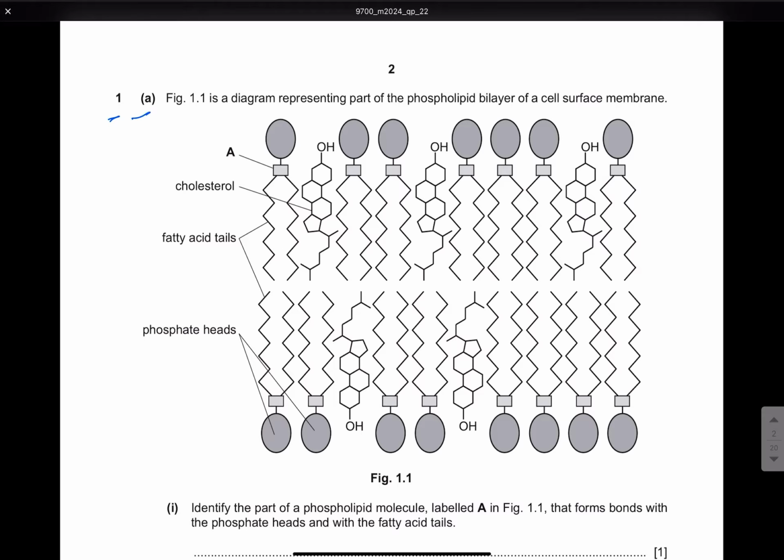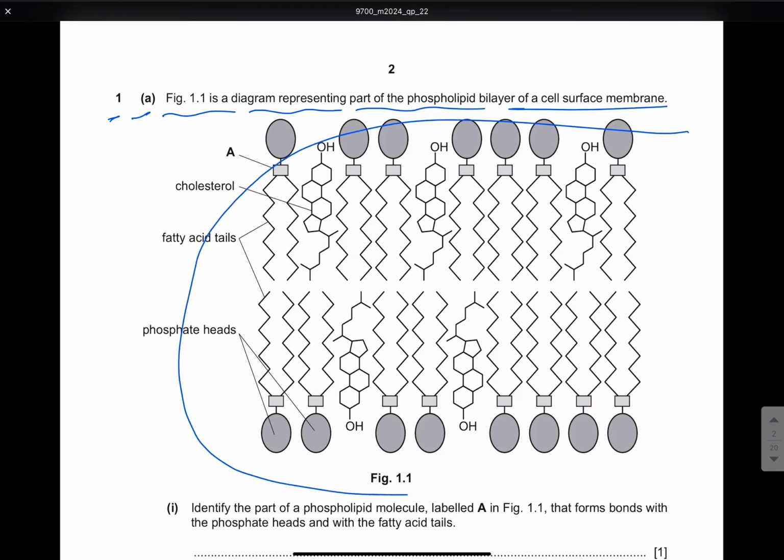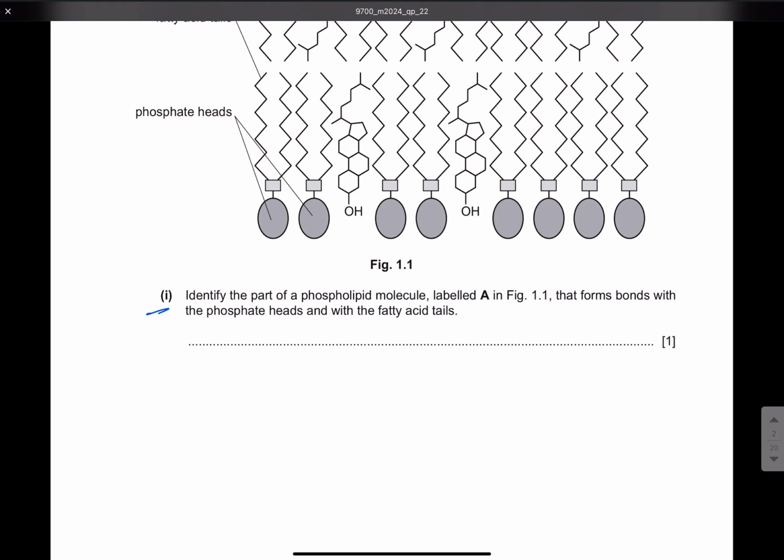Part A. Figure 1.1 is a diagram representing part of the phospholipid bilayer of cell surface membrane. So over here we can see that this is the part of the phospholipid bilayer of cell surface membrane. Part 1. Identify the part of a phospholipid molecule labeled A in figure 1.1 that forms bonds with the phosphate heads and with the fatty acid tails.